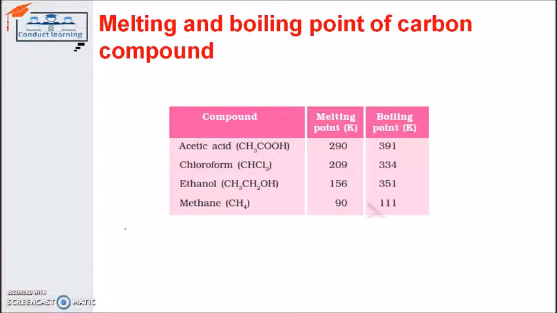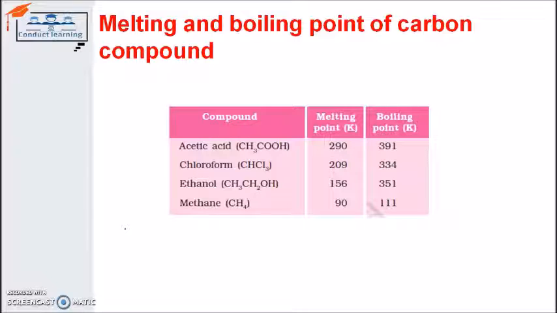If we look at the melting and boiling points of carbon compounds, they are very low. Some compounds of carbon are acetic acid, CH3COOH, chloroform, CHCl3, ethanol, CH3CH2OH, and methane, CH4. They all are compounds, and their melting and boiling points are given in Kelvin. 1 Kelvin is equal to minus 273.15 degrees Celsius. So you can convert that Kelvin into degrees Celsius and understand how low the melting and boiling points are.